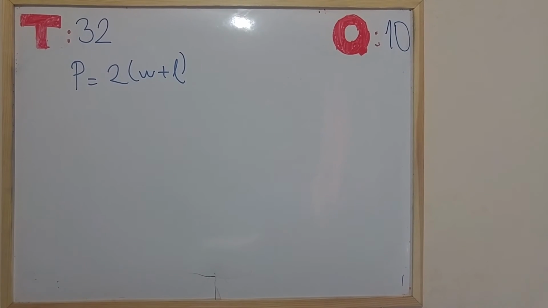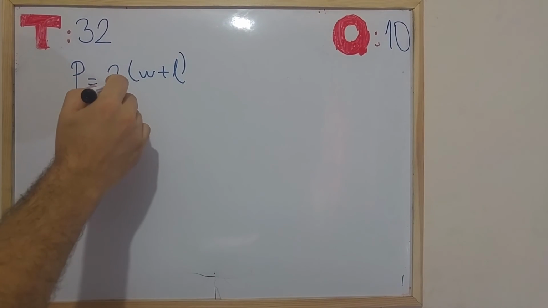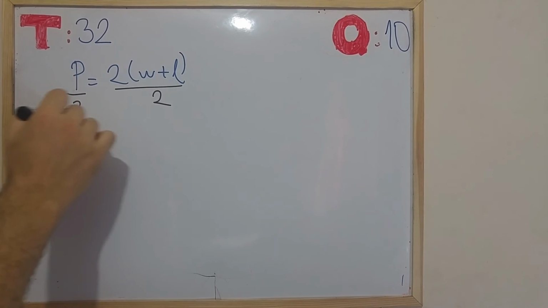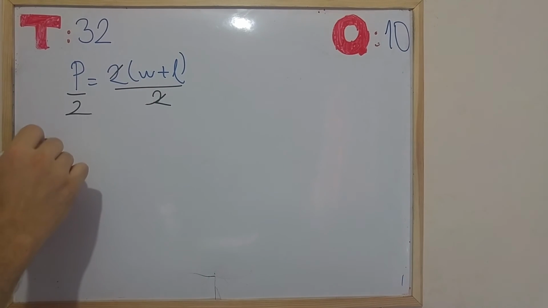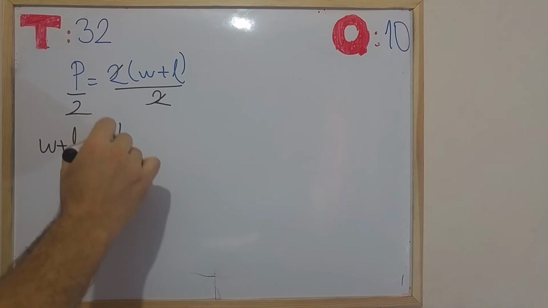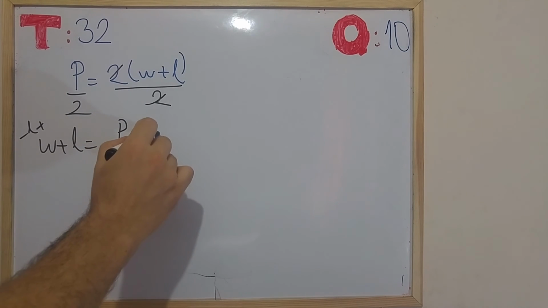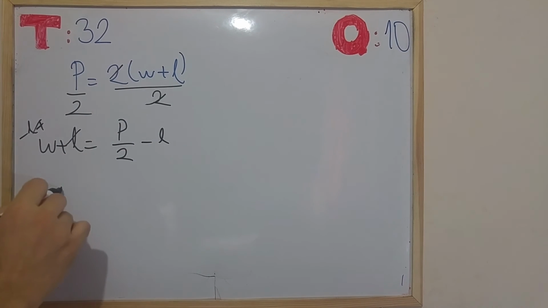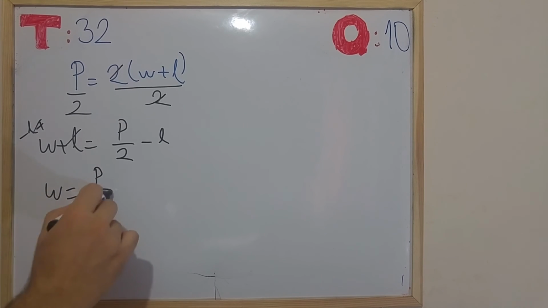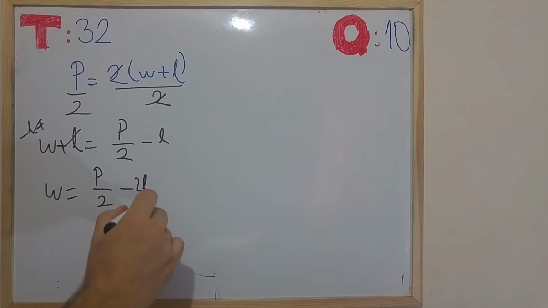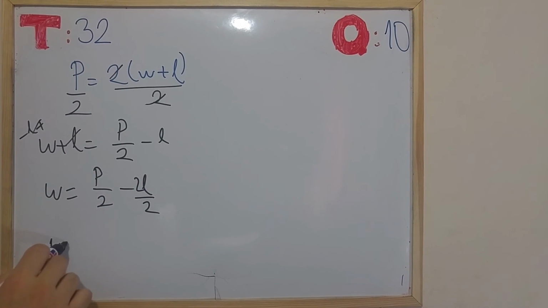I'm solving it for w first, so let's divide each side by 2. So what I have is w plus l is equal to p over 2. Now I just get rid of l by subtracting it from each side. Gone, I have w is equal to p over 2 minus l. Or I could say this is equal to 2l over 2. So w is equal to p minus 2l over 2.